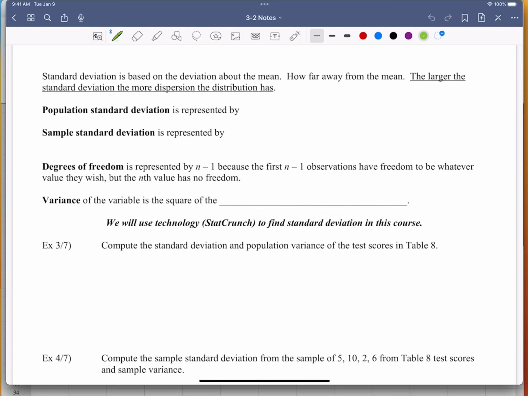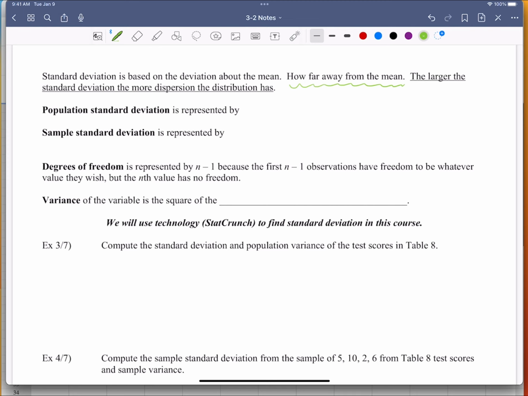Okay, I mentioned standard deviation and now we're legit doing standard deviation. Get ready for this thing. So standard deviation is based on the deviation about the mean. That's the key here. It's what's happening around the mean. What we're saying is how far away from the mean that is. That is standard deviation. All right, so standard deviation tells us how far away from the mean we are.